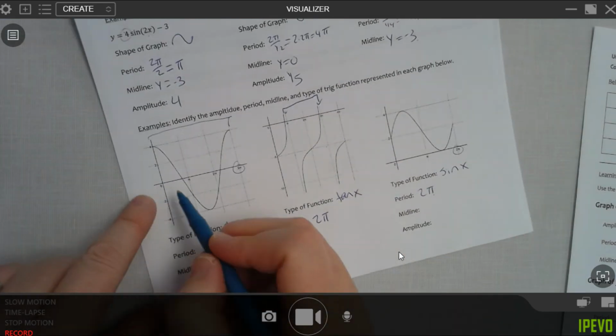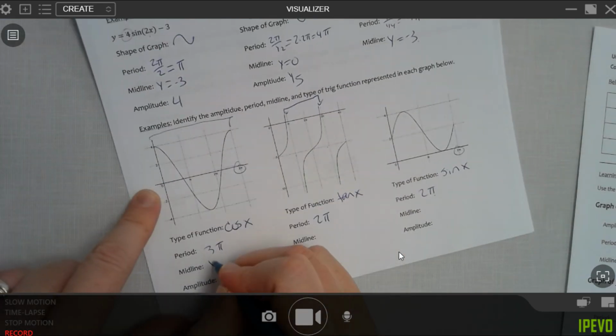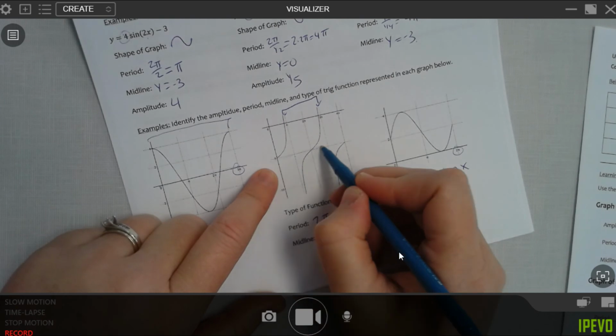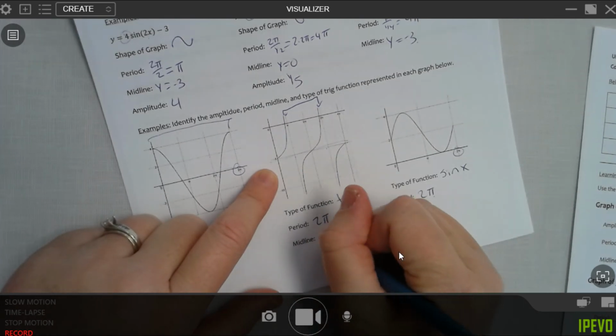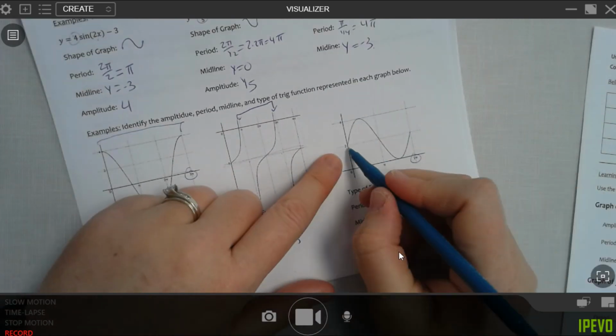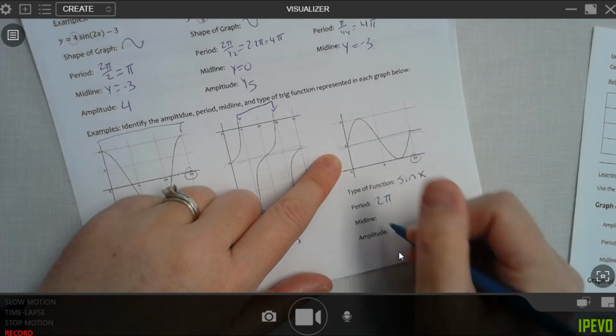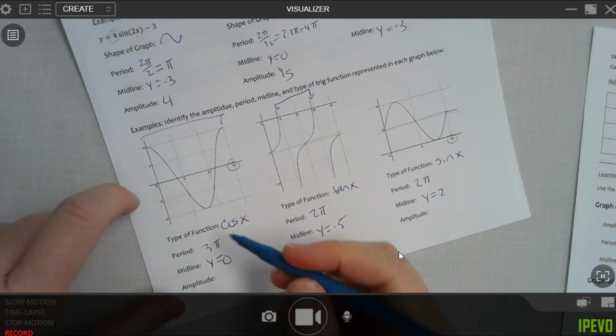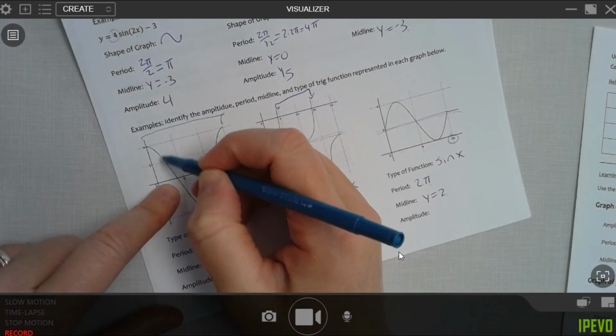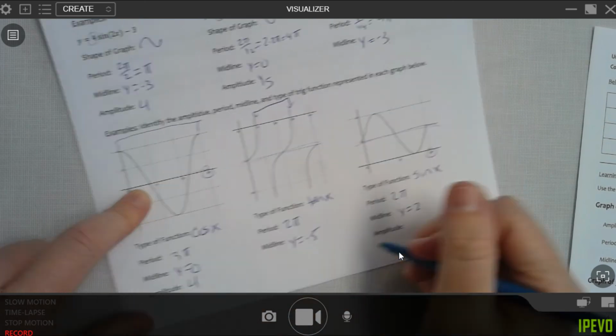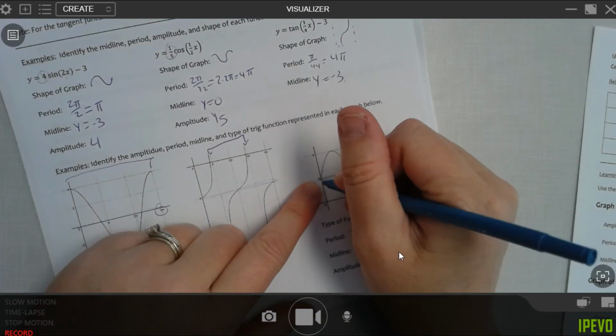My midline is what's in the middle, so this is a 0 line. And this midline is right here, so that's y equals -5. And this midline is right here, so that's y equals 2. Amplitude is how high up it goes from the midline, so from up here to here, that's a 4. This one does not have amplitude. This one from here to here is a unit of 2.